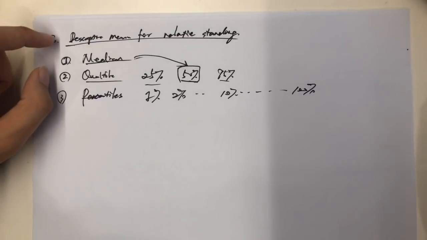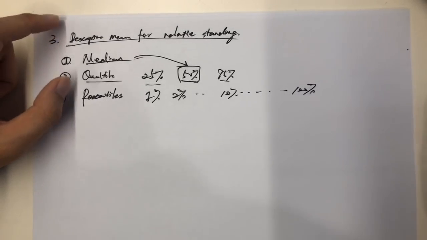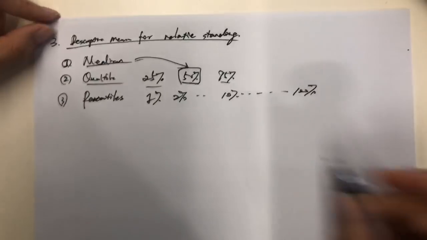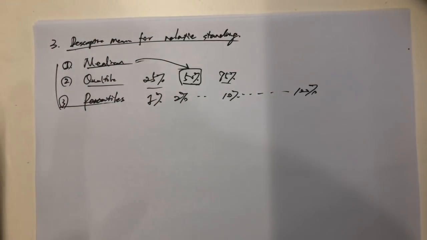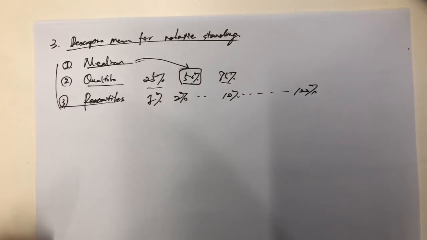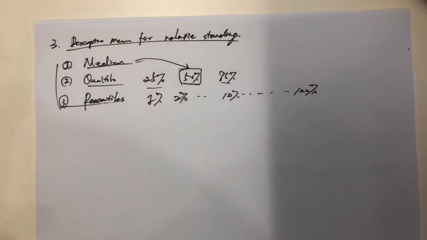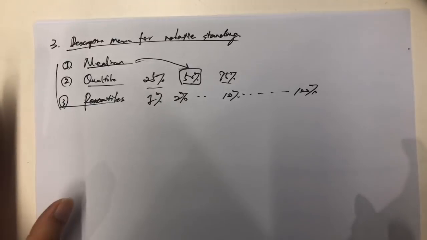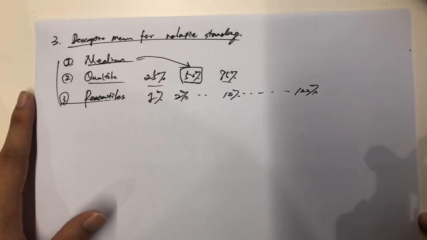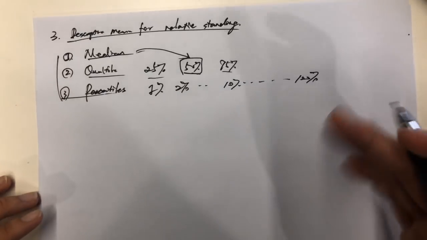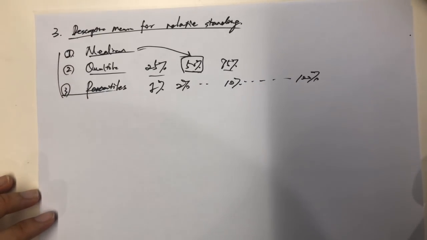So you have detailed formulas in your textbook or slides. So just go and refer to that. As I said, I'll just give you a structure of what you learned. And for some important things, I'll give you some explanations, okay? So that's all about descriptive measures for relative standing.